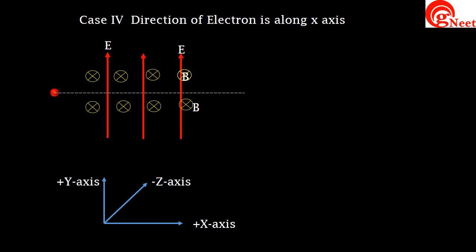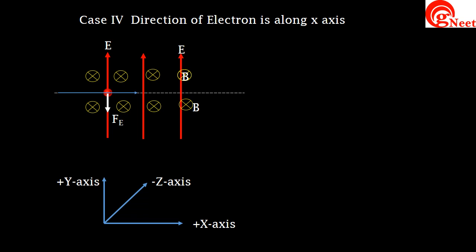In fourth case, electric field is along positive y-axis and magnetic field is along negative z-axis, or perpendicular to the plane containing the electric field and pointing inwards. Electron enters the region along the x-axis, thus the direction of electron, direction of magnetic field and direction of electric field are mutually perpendicular. Electric force is vertically downward, as negatively charged electron experiences a force opposite to the direction of electric field, shown by the vertically downward arrow labeled as Fe.